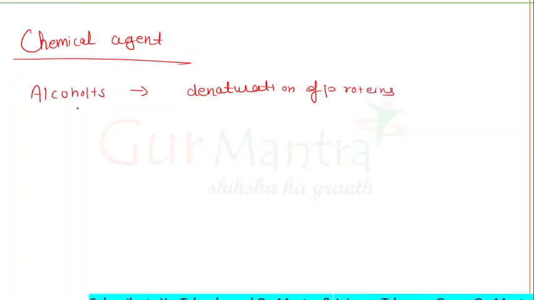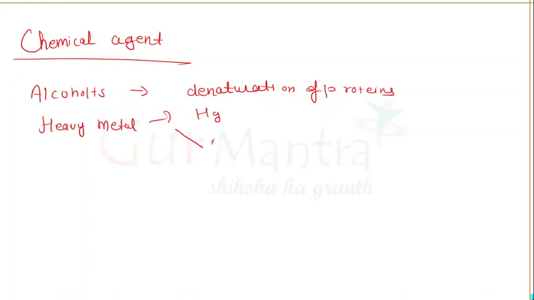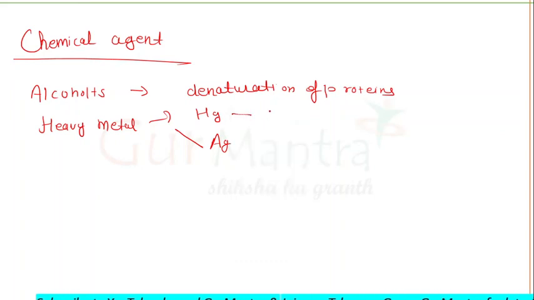And then come your heavy metals. Which ones will heavy metals include? Mercury, and the other one is your silver, Ag. Mercury chloride is used as a component of mercurochrome.